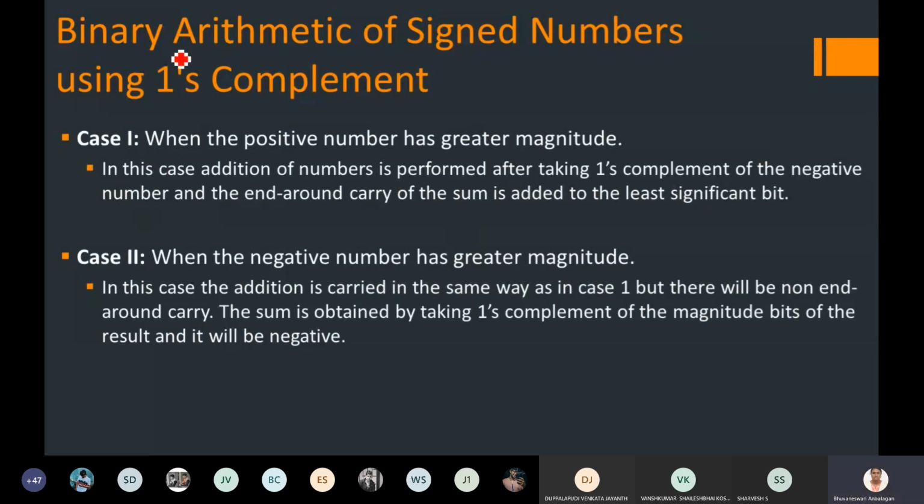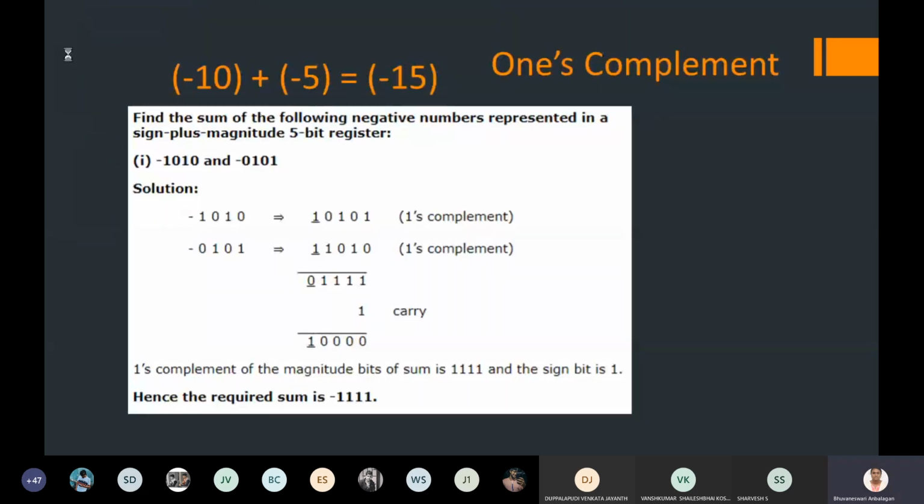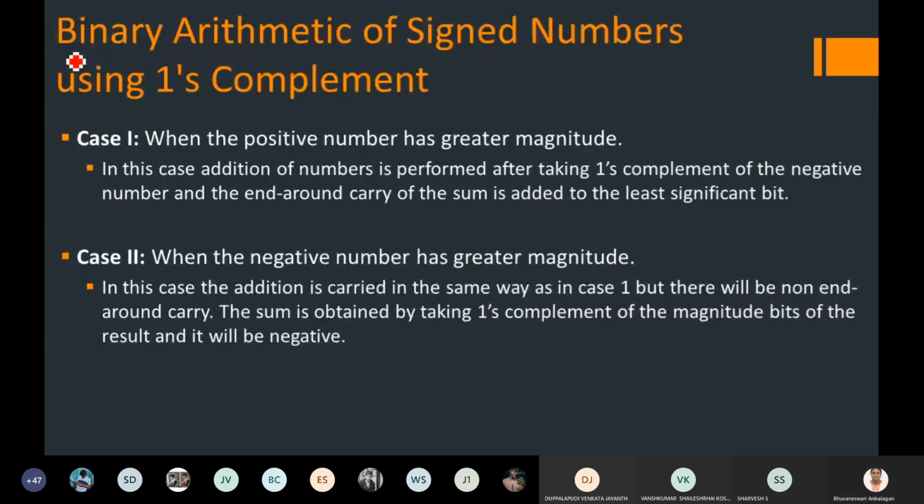Before that, what is the binary arithmetic we are going to compute in ones complement form? So far we haven't entered into twos complement form, simply ones complement form. For a positive number, you just give the binary number. For a negative number, you have to take the complement of it. That's it. This is what you need to know about ones complement.